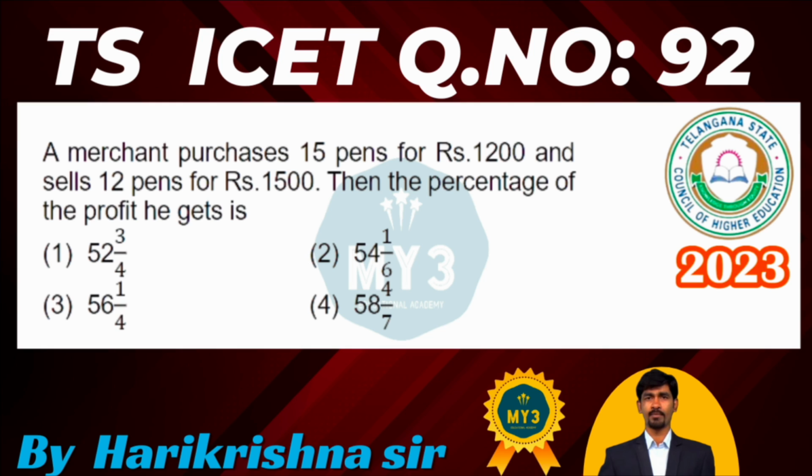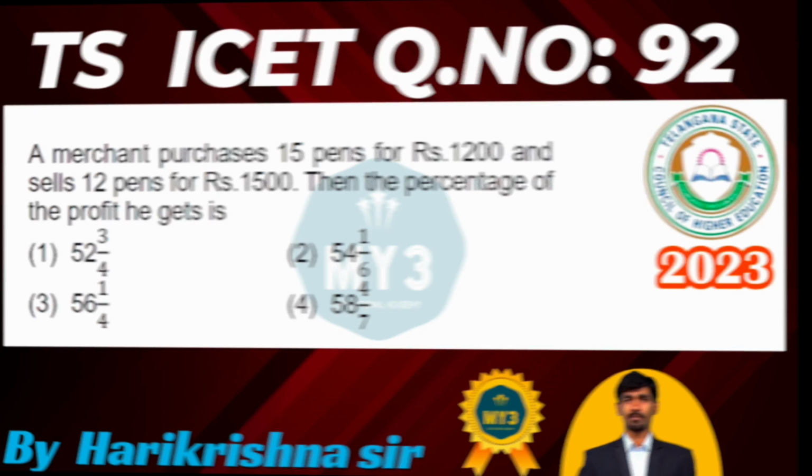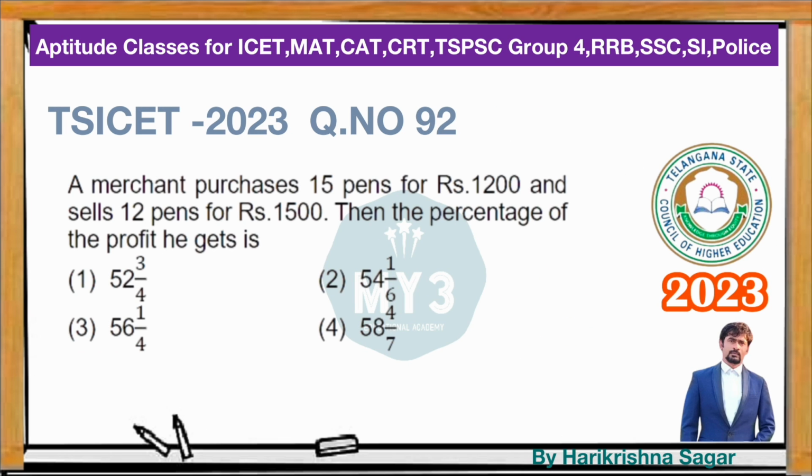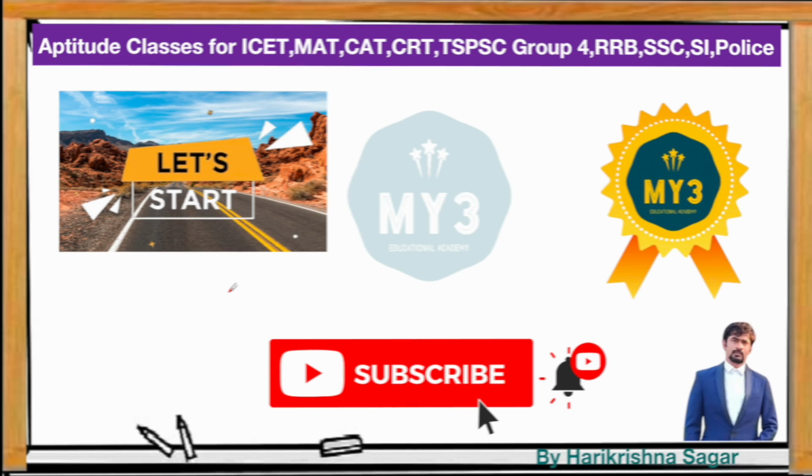I am Harikrishna. So you can see the question which is given in TS ICET question number 92, 2023 paper. If you observe this question, a merchant purchases 15 pens for 1200 rupees and sells 12 pens for 1500 rupees. Then what percentage profit does he get? So this is a question from profit and loss.